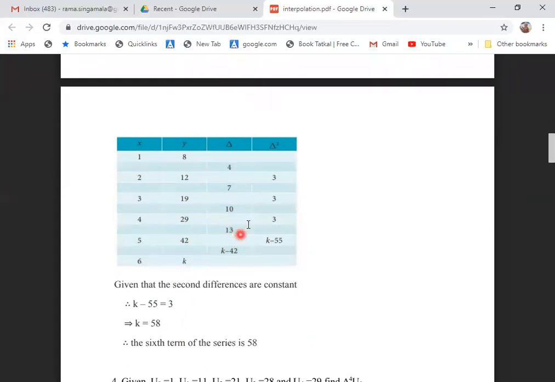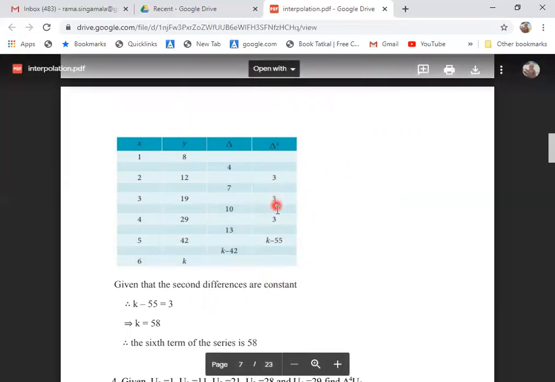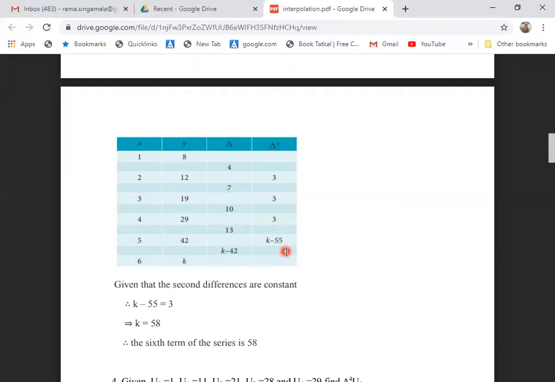So using first forward differences, we get the second forward differences. Successive minus preceding. 7 minus 4 is 3. 10 minus 7 is 3. 13 minus 10 is 3. K minus 42 minus 13 is nothing but K minus 55. We are already given that the second differences are constant, as all the differences are equal to 3. This K minus 55 also must be the same as 3. So that K is equal to 58 we are getting. K equals 58 is the sixth term in the given series.